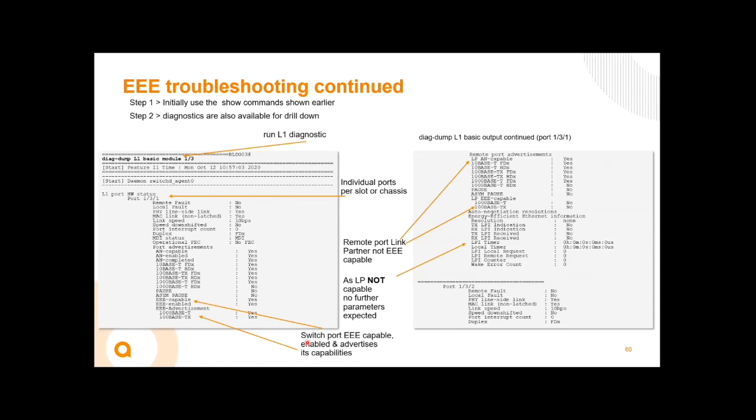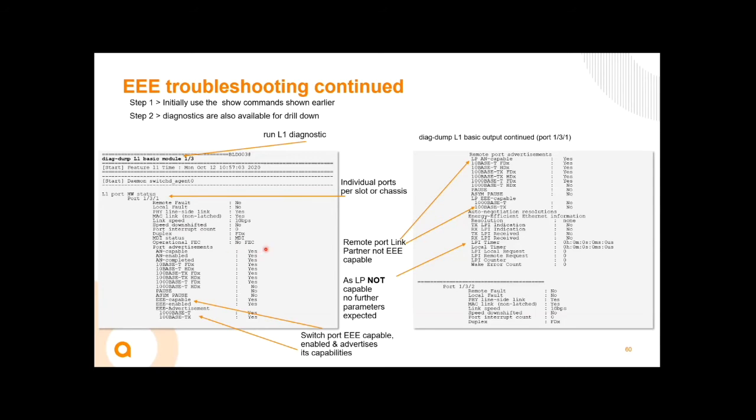So I can drill down even further. You can run a diagnostic. You can do a layer one dump, a layer one basic dump. So obviously it's all at layer one. There are a few sections, some new sections in the layer one diagnostic. Looking at this port, we've got some port advertisements. It's maybe hard to see, but it's split up in some sections.